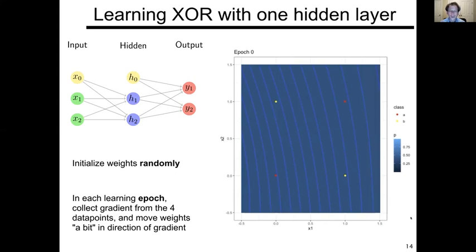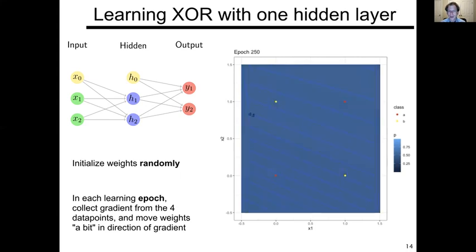But what I'm going to show you is that as we train the model by exposing it in epochs to data from the 4 data points, in each epoch we accumulate the gradient over those 4 data points, which is just the sum of the gradients of each of the individual data points. We then move the weight a bit, and that a bit is what's known as the learning rate, in the direction of the gradient. I'm going to show you with a very low learning rate what happens over a couple of thousand epochs.